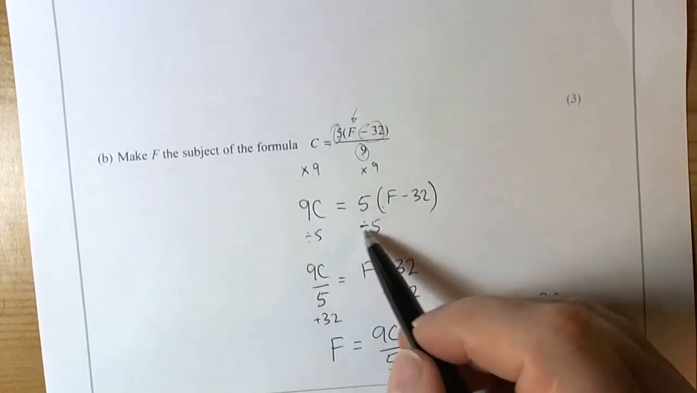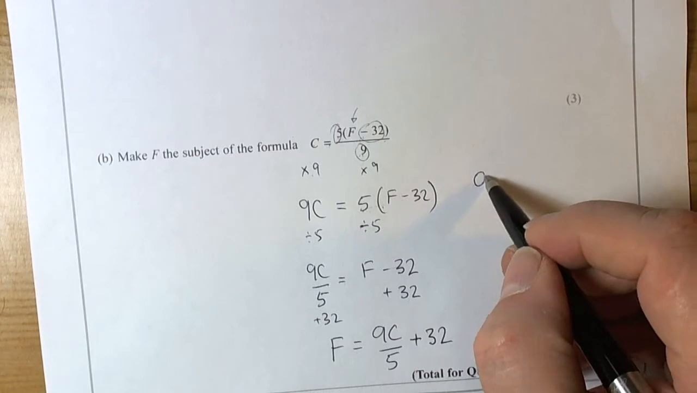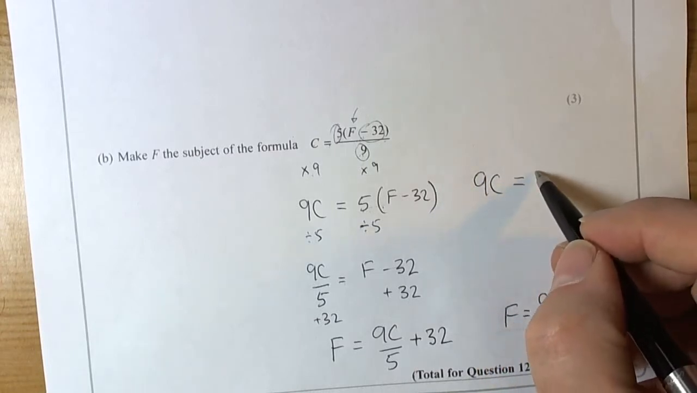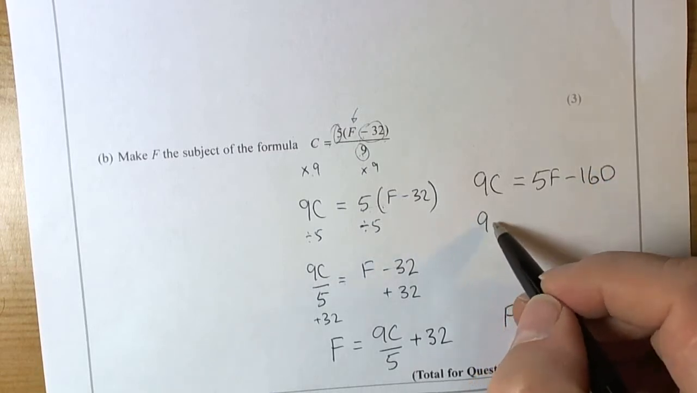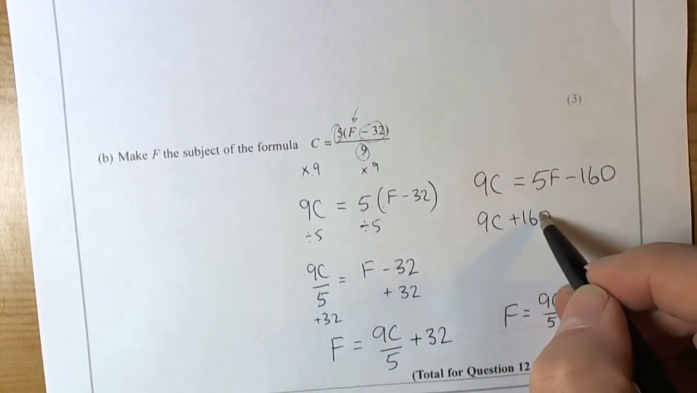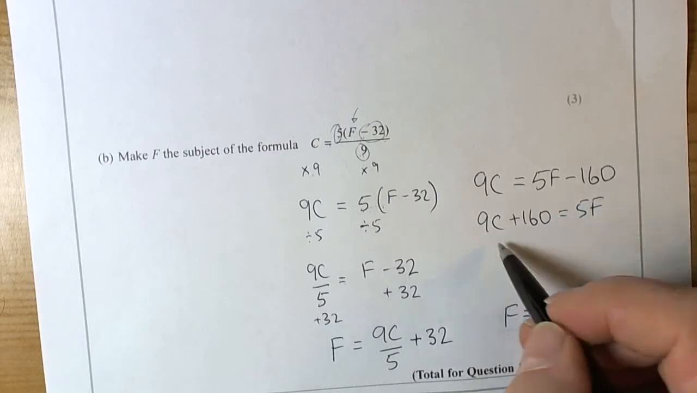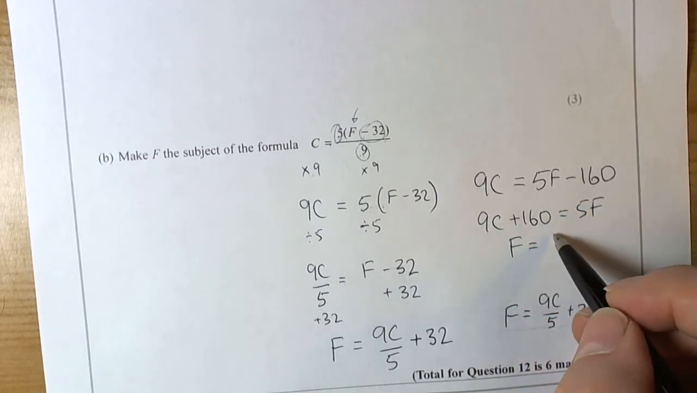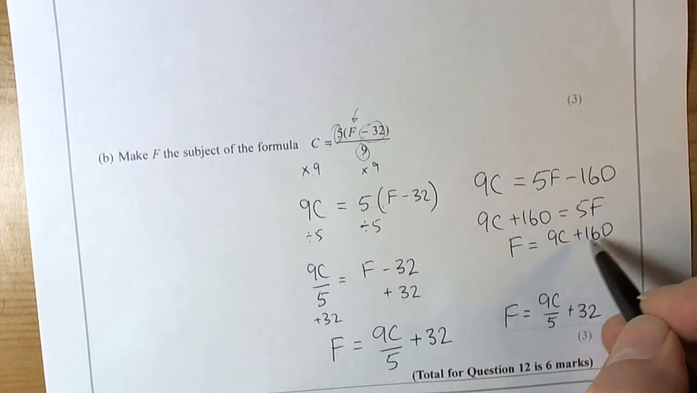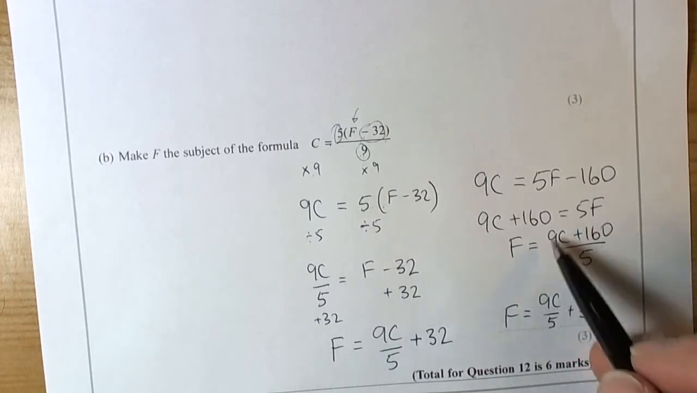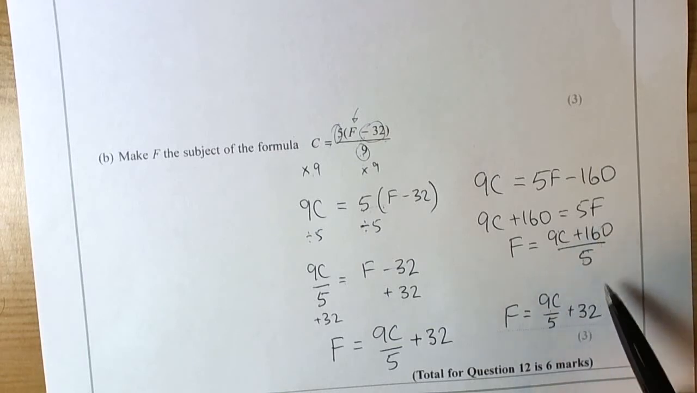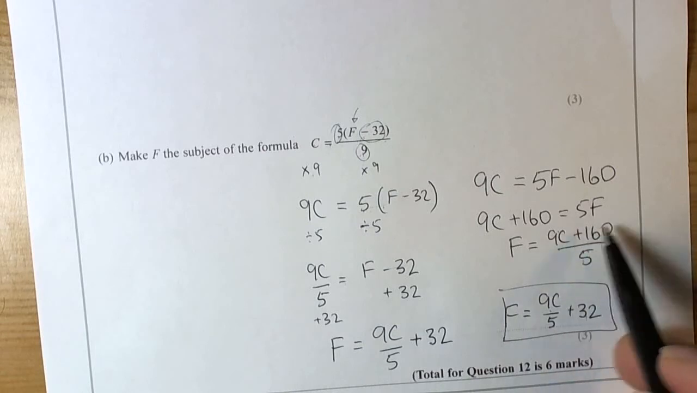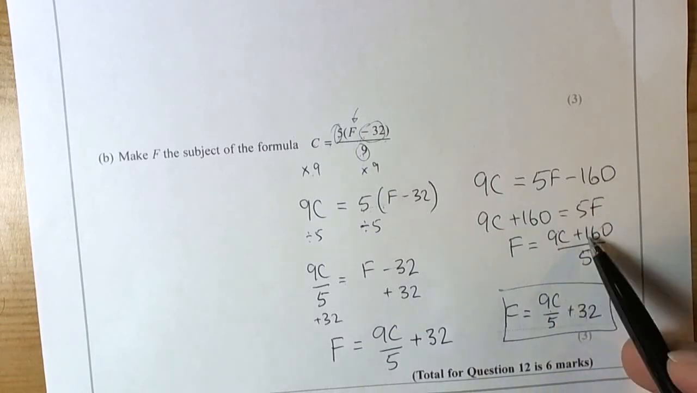Now, if you hadn't divided by 5 here and expanded the bracket, then you'd have had a slightly different answer. You would have had 9C equals 5F take away 160. You would have then done 9C add 160 equals 5F, and then you'd have divided by 5 to get F equals 9C plus 160 over 5. Now, technically the same answer. 9C over 5 is just there, and 160 divided by 5 is 32. Obviously this is the neater answer, but it's up to you how you want to do that. Either of those would be acceptable.